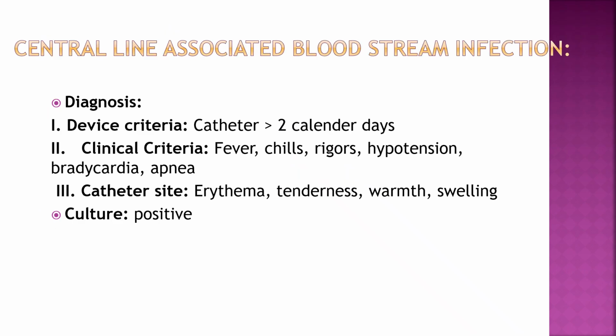So now we will see what the diagnosis is. According to the device criteria, the catheter should be in place for more than 2 calendar days. Clinical criteria, there should be symptoms like fever, chills, rigors, hypotension, bradycardia, apnea. Then at the catheter site, you will see erythema, that is redness, tenderness, warmth, and swelling. And a blood sample taken will show a positive culture report.